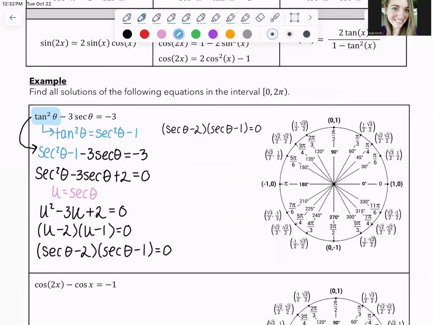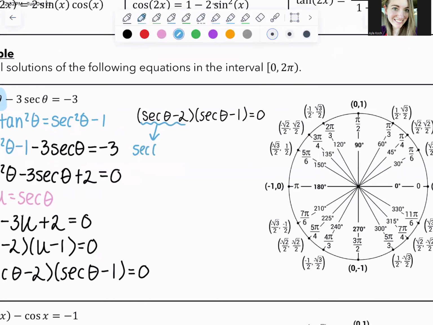All right, so take this guy here. We have secant theta minus 2 equal to 0. So secant of theta is equal to 2. The soulmate, and you are legally responsible for putting this little heart every time we talk about soulmates, very important, the soulmate of secant is cosine. So cosine of theta is equal to the reciprocal of 2, which is 1/2.